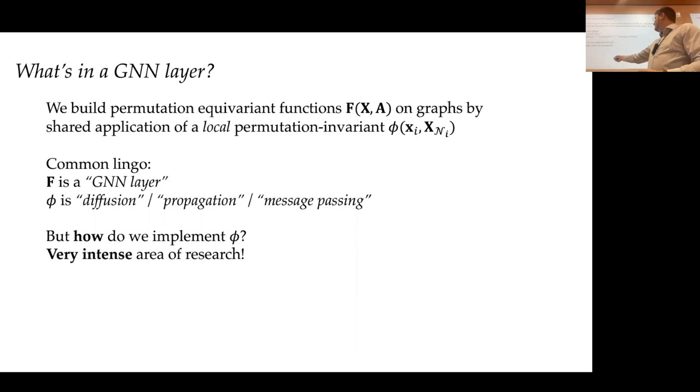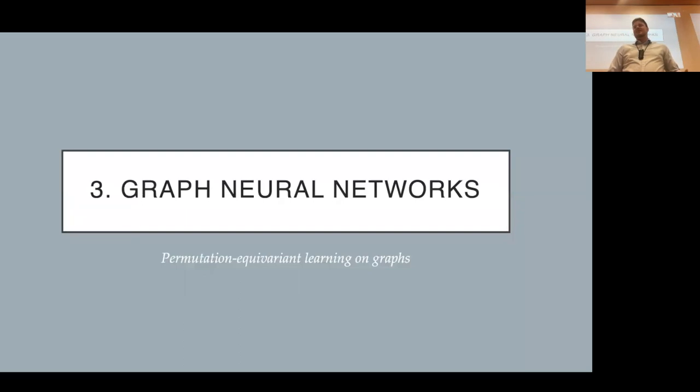And I've still left you with the question of how we implement phi. It's a super intense area of research. As you might imagine, every day there are dozens of papers coming out on this very topic, how to implement that local function. Therefore, I cannot hope to even understand myself everything that's going on, let alone tell you about all of it. But one thing that's very convenient for us is that we should be able to have a blueprint to navigate this very dynamic space. We'll be talking about this and about the different graph neural networks in the second part of the tutorial.